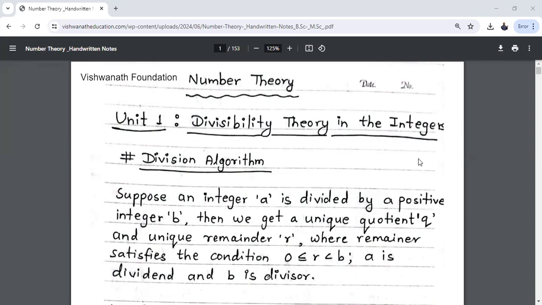So in this video, actually, I just want to share a lecture note of number theory course. The number theory course is basically a mathematics course which is generally taught in undergraduate and the graduate level, basically in B.Sc and M.Sc mathematics, and as well as in B.Ed or M.Ed in mathematics.